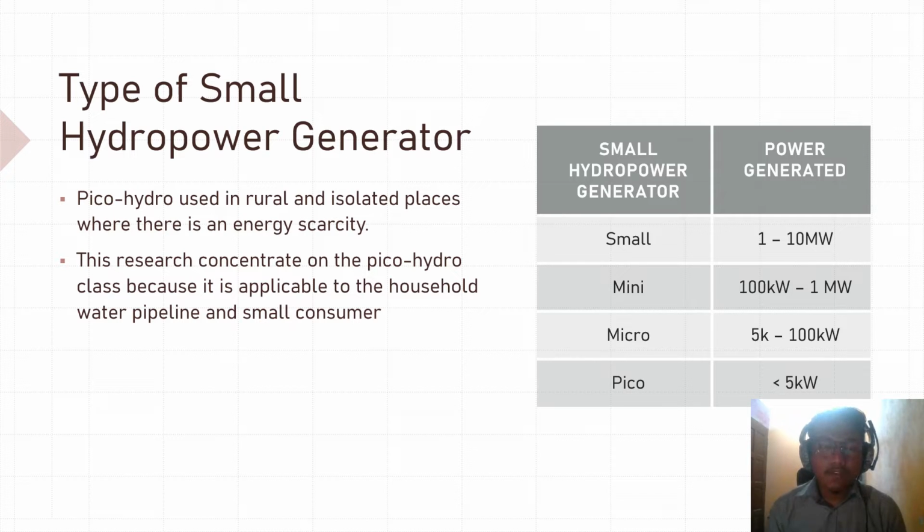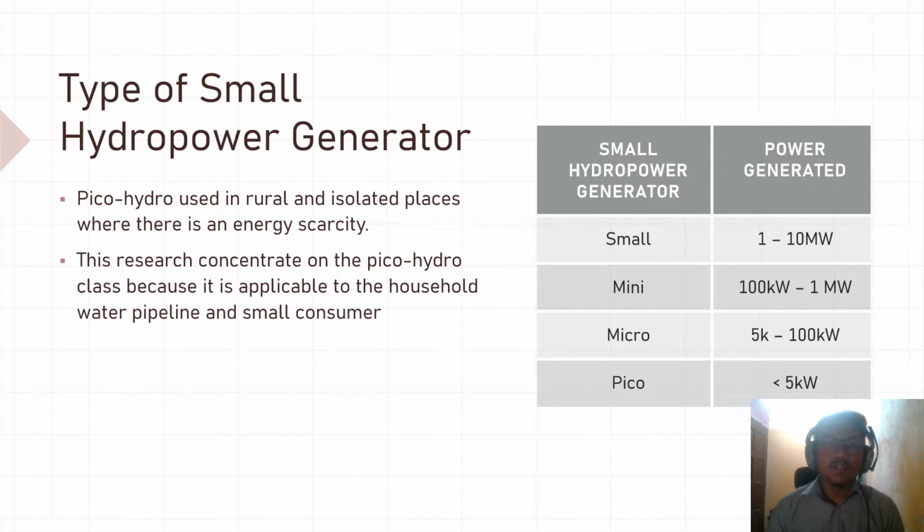For your information, Pico-Hydro is used in off-grid or isolated areas that have difficulty accessing electricity. Therefore, this research is focused on the Pico-Hydro category because its system is applicable to the household water pipeline and the small consumer.